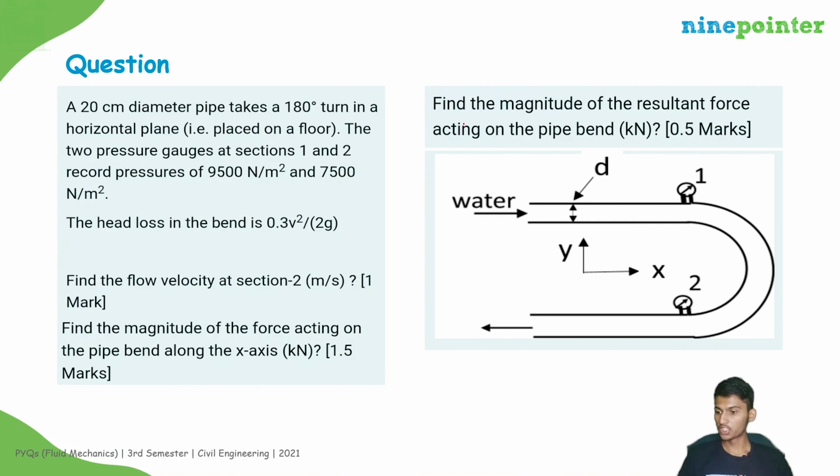Here, a 20 centimeter diameter pipe takes a 180-degree turn in a horizontal plane. Means it is in a horizontal plane. The two pressure gauges at sections 1 and 2 record pressures of 9500 Newton per meter square and 7500 Newton per meter square. And head loss in the bend is given, that is 0.3 V square by 2g. Find the flow velocity at section 2. Find the magnitude of the force acting on the pipe bend along the x-axis, and the third part is the resultant force on the pipe bend. Okay, let us solve the first part.